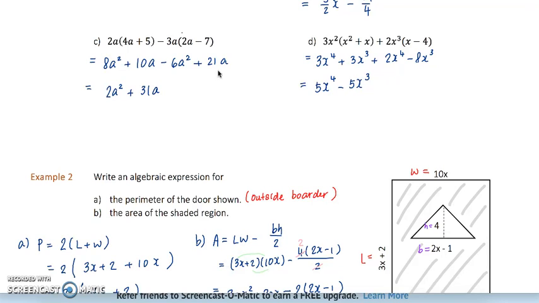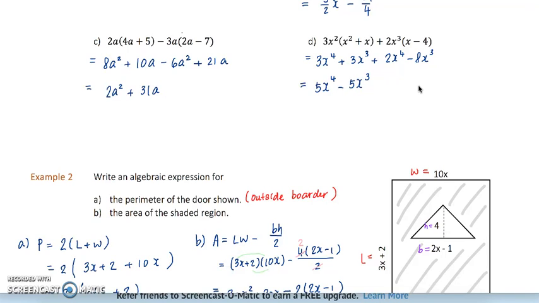Now collect like terms. I have 8a squared minus 6a squared. That gives us 2a squared. 10a plus 21a, that's 31a. And we have no more like terms, this polynomial has been simplified.